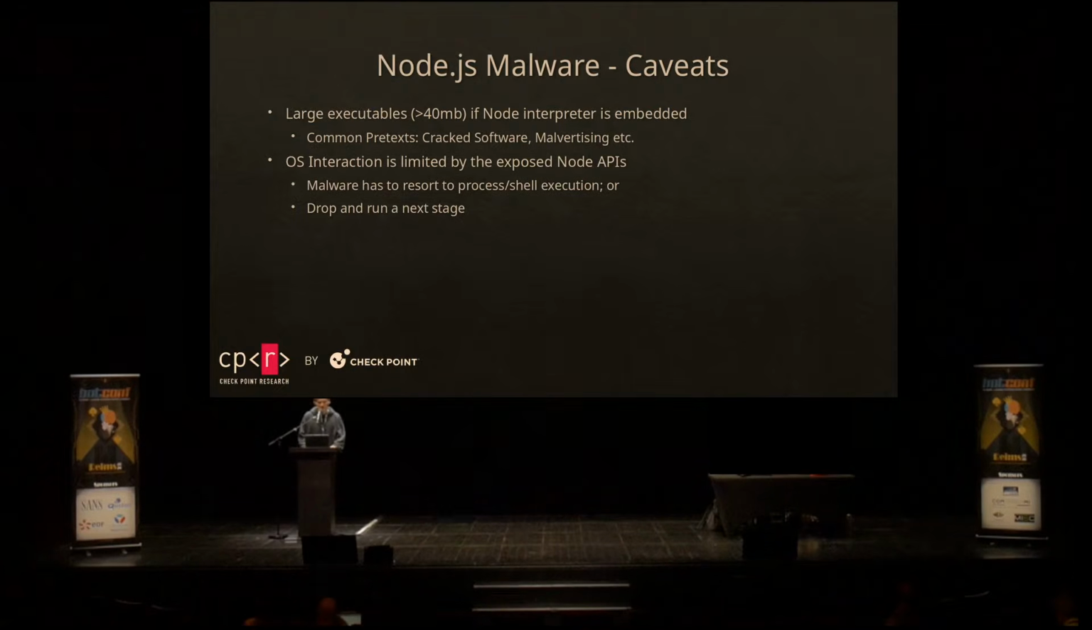And also, and this is in my opinion the biggest caveat, the OS interaction is very limited. So you cannot directly call Windows APIs or something like that, but you are restricted to what the Node API, which is the API that Node.js exposes, gives you in functionality. And this is why you will often see that malware will finally resort to shell execution, like calling PowerShell or some other process, or it will just drop and run the next stage. So you will see Node.js a lot in stuff like loaders.